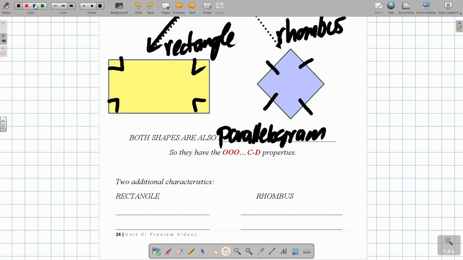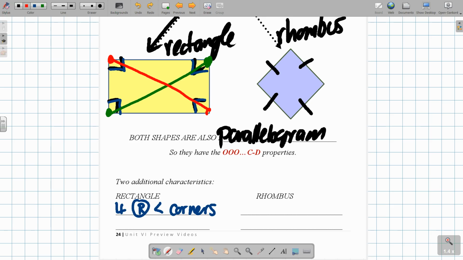A rectangle, the additional quality, of course, is that first start, the fact that you have four right angle corners. The second quality is go ahead and draw in one diagonal. You can do this in two different colors. It's really helpful. Go ahead and draw in another diagonal. I'll wait for you to draw that in two different colors.